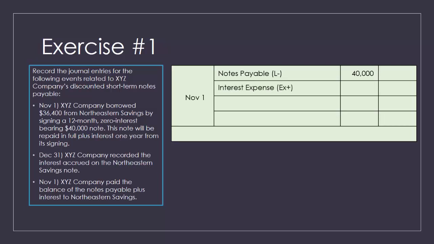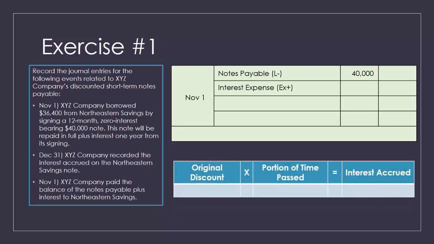We need to recognize any remaining interest on this. Well, let's do the same thing we did before. Our original discount at the time of signing was $3,600. How much time has passed? How many months do we need to still accrue interest for or put the interest for on our books? We already did 2 on December 31st. So now we need all of the months of January through October, which is 10 months, the remaining 10 months in the note's life.